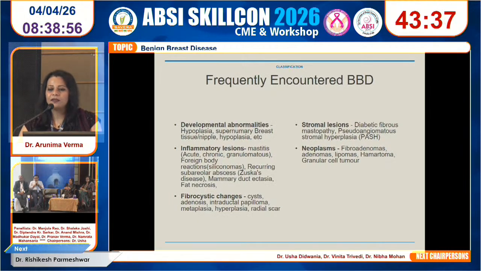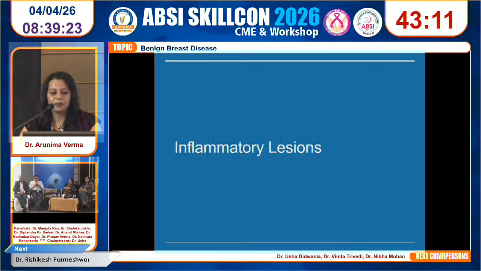So with this, I'll try to classify the frequently encountered benign breast diseases. We can classify them into developmental abnormalities, inflammatory lesions, fibrocystic changes, stromal lesions, and neoplasms. Fibroadenomas are the most common benign breast disease, and then we come across a lot of inflammatory conditions like mastitis, which could be acute, chronic, or granulomatous, and there can also be mammary duct ectasia. We are usually challenged by all these.